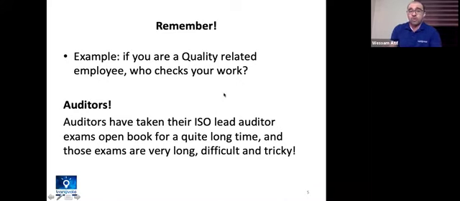For example, if you're a quality management staff, who checks your work? I think it's auditors, right? And all the auditors working with ISO have taken their open book exams for quite a long time. So the auditors who are checking you in the field actually got their certificate through an open book exam. Those who check that your work is fine or has areas of improvement got the certificate by an open book exam, which is actually quite long, difficult, and tricky at some points.